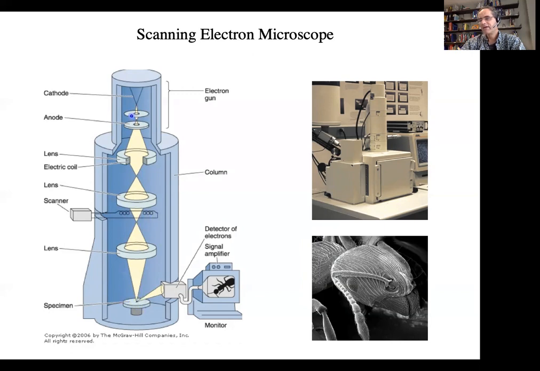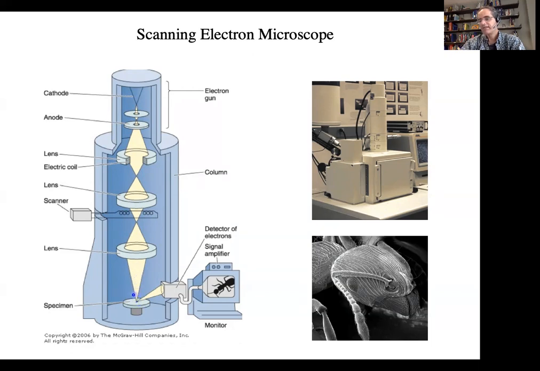Something I didn't mention, but in order for this to work, the electron column and the electron beam have to be evacuated. There can't be any air in here. Otherwise, the electrons would just scatter off of air molecules. So electron microscopy is normally done in a high vacuum.